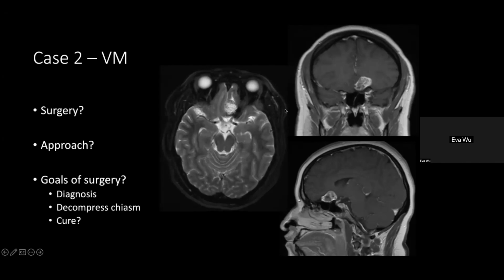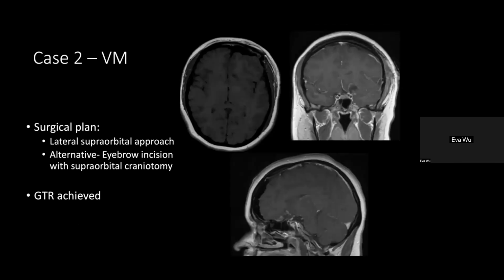So exactly. Basically diagnosis, decompress the optic nerves, and then possible cure if you're able to get it all. So what they ended up doing, like what Sumed said, was a lateral supraorbital approach via a pterional incision, and went subfrontal. The other alternative, like Sumed said, was you can also do an eyebrow approach with a supraorbital craniotomy. I didn't show it here, but there was pretty much no frontal sinus at all. And so they were able to get gross total resection.